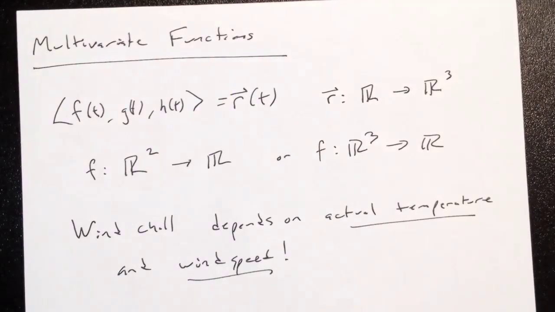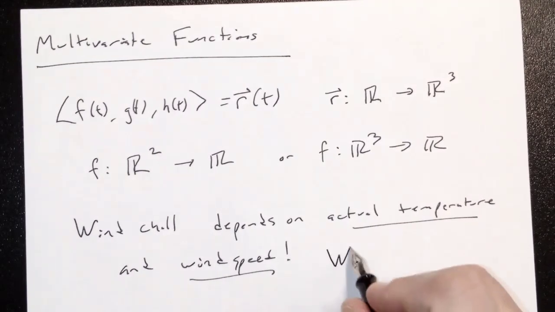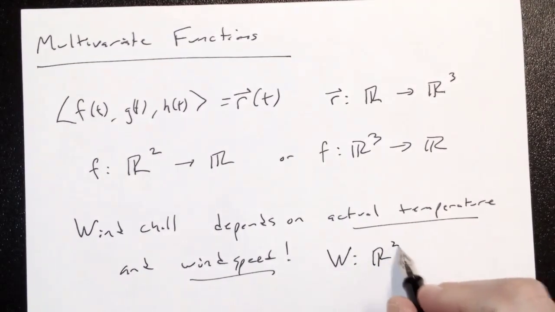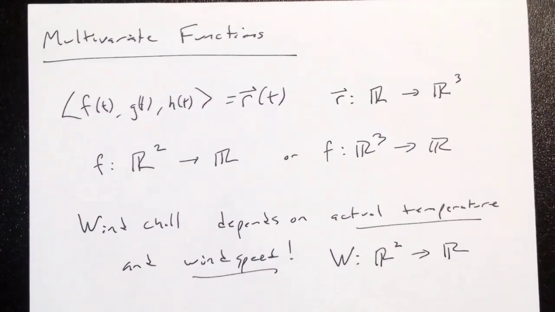So that's a function whose input is two-dimensional and whose output is one-dimensional. You have to give it the actual temperature and the wind speed, and then it will give you the apparent temperature.